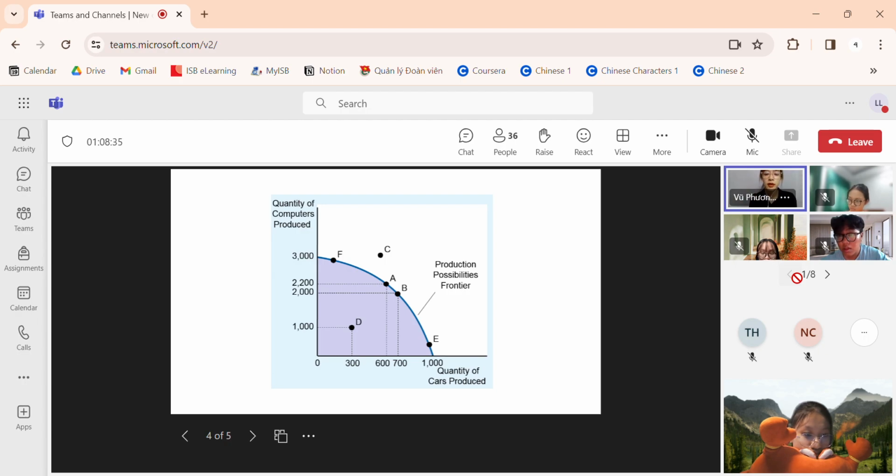Right, but the key thing I want to focus on more in my section is the second model, the PPF, which is more difficult. All right, so PPF, as you see, what is it, guys? What is a PPF? Okay, so Bảo.